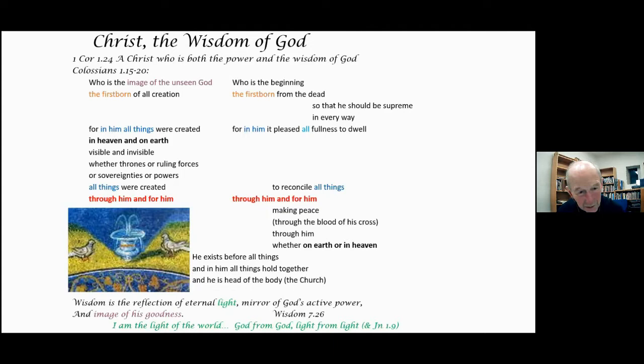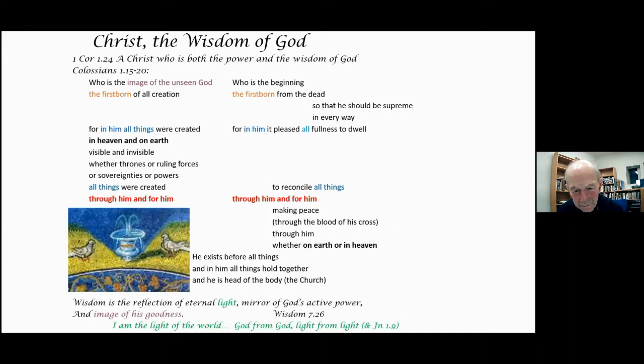For in him all things are created, on the left. On the right, for in him it pleased God for all fullness to dwell, and then to reconcile all things. So there are two ways of creation. First is the creation from the beginning, and the second is the firstborn from the dead, so that he should be supreme in every way, the fullness of all creation.